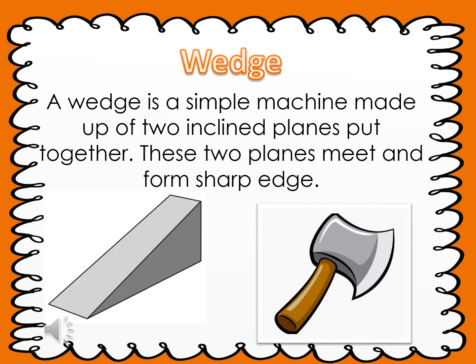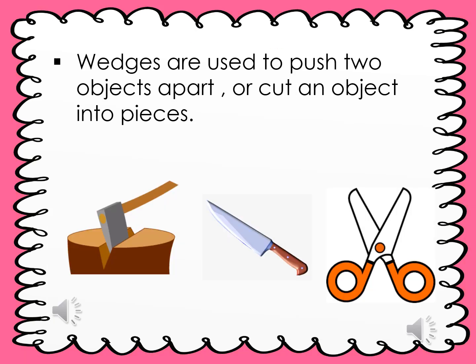The second simple machine is the wedge. A wedge is a simple machine made up of two inclined planes put together. If you see a wedge, it looks like you have joined two inclined planes together, and these two planes meet and form a sharp edge. That sharp edge is used to split or cut or fasten things. Wedges are used to push two objects apart or cut an object into pieces.